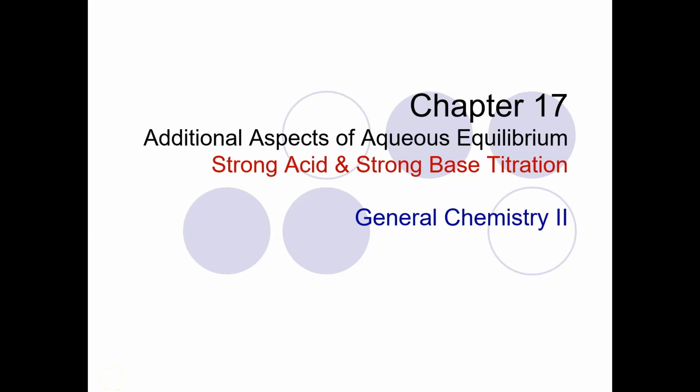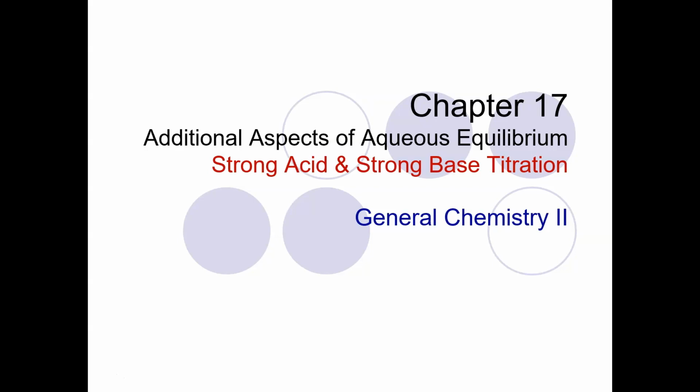This is the first video from Chapter 17, the chapter of additional aspects of aqueous equilibrium, and this video is going to talk about strong acid and strong base titrations. So backing up a second, Chapter 17 is just a continuation of Chapter 16, and in Chapter 16 we learned how to handle strong acids to calculate their pH, strong bases to calculate their pH, weak acids to calculate the pH, and weak bases to calculate their pH.